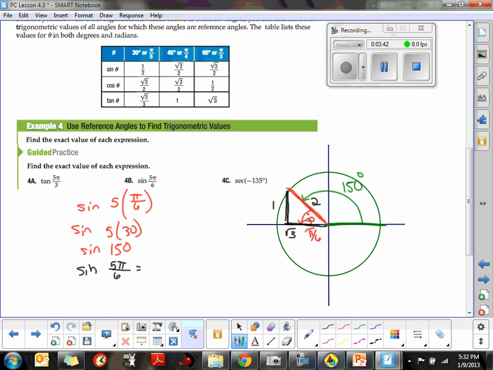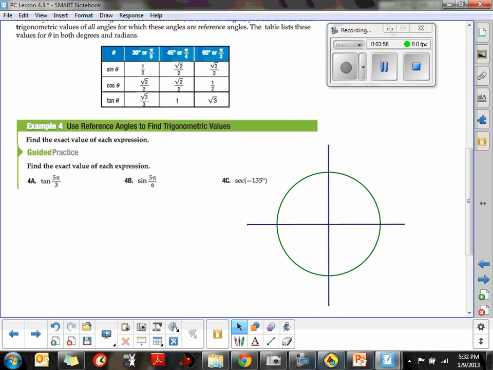So since we're doing sine, this is positive because we went upward. If we were doing cosine, we'd need to know that that was negative. But because we're only doing sine, I just need the y value and the hypotenuse, so it's just 1/2, and it's positive. Okay, and now the final one is the secant of negative 135.